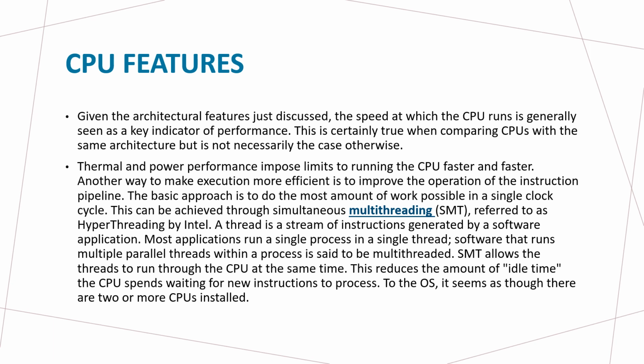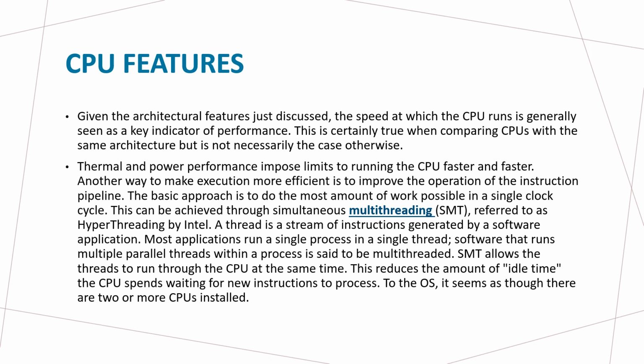However, given the architectural features just discussed, the speed at which a CPU runs is generally seen as a key indicator of performance. This is certainly true when comparing CPUs with the same architecture, but is not necessarily the case otherwise. Thermal and power performance impose limits to running the CPU faster and faster. Another way to make execution more efficient is to improve the operation of the instruction pipeline.